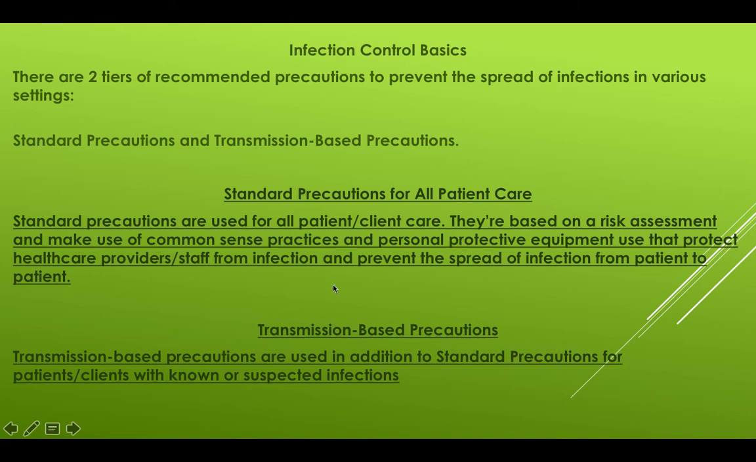Transmission-based precautions are used in addition to the standard precautions for patients or clients with known or suspected infections. And so with the transmission, what we're discussing is really if you know that a person is infected, for the sake of an example again, with HIV or AIDS, then there are different precautions that you're going to take because you are aware that this person is infected. And that's just one example.